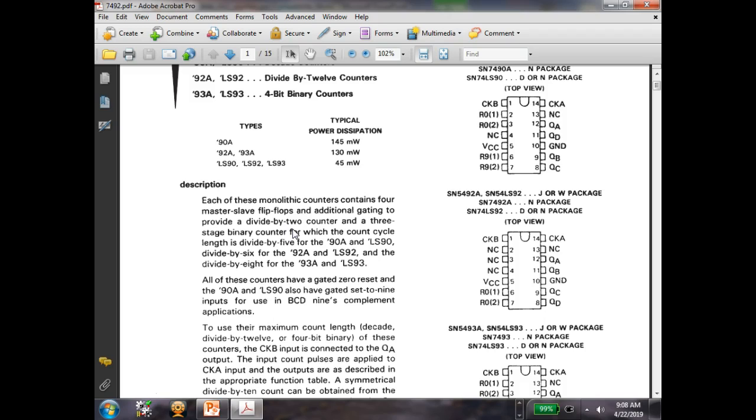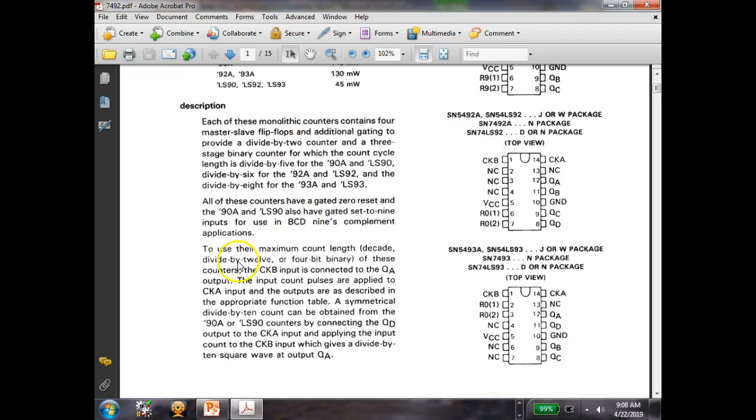Now, a divide by a multiple of 2 will always give us a 50% duty cycle. So a divide by 5 is not going to give me a 50% duty cycle. A divide by 6 will not give me a 50% duty cycle on the final output.